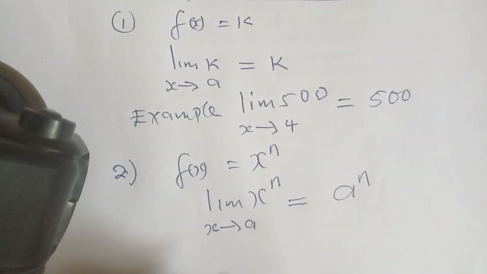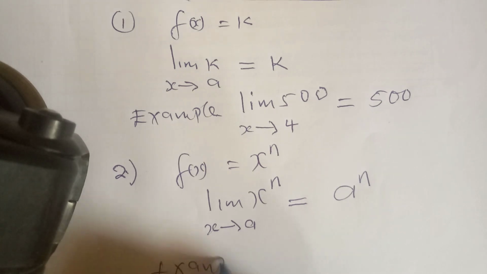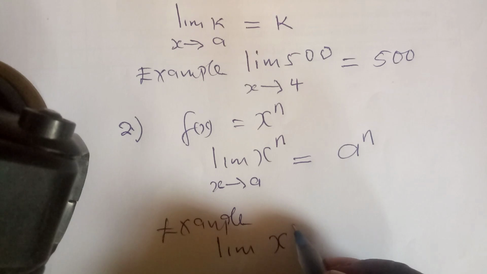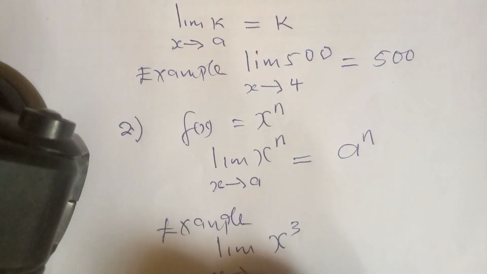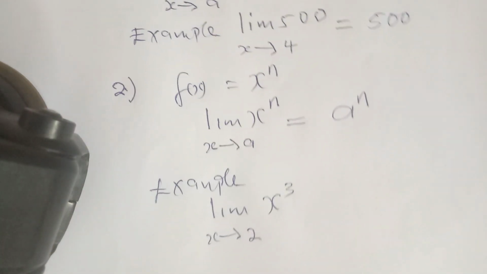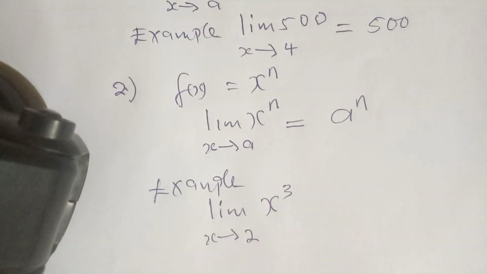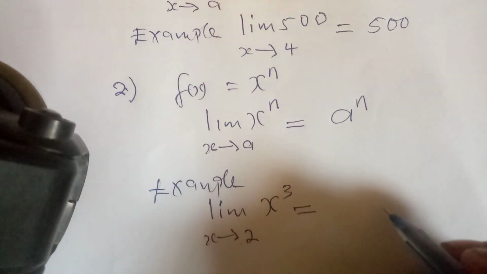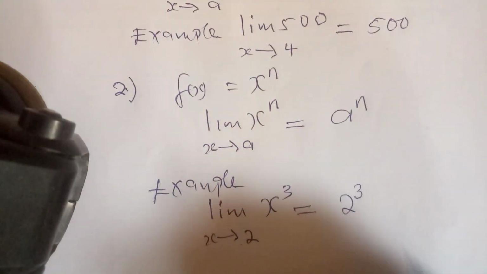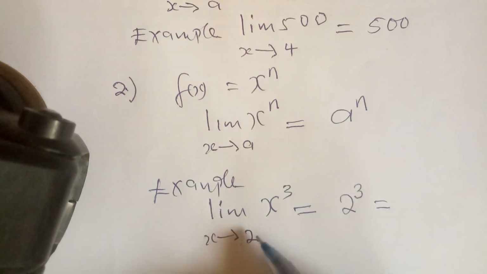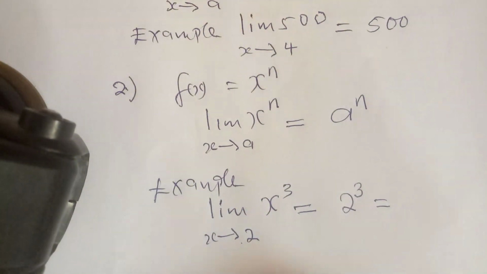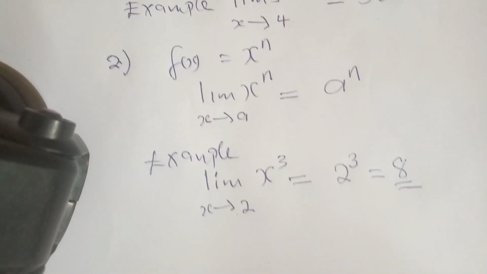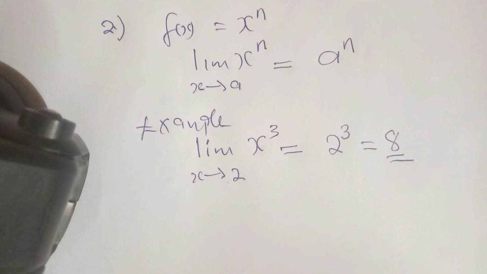For example, if you have the limit of x raised to the power of 3 as x approaching 2, this is something as 2 raised to the power of 3. When you pass the limit here, 2 raised to the power of 3 is 8. This is the limit property number 2.